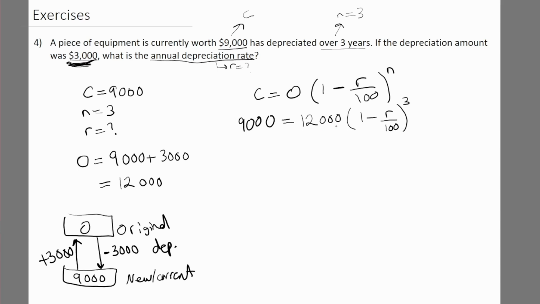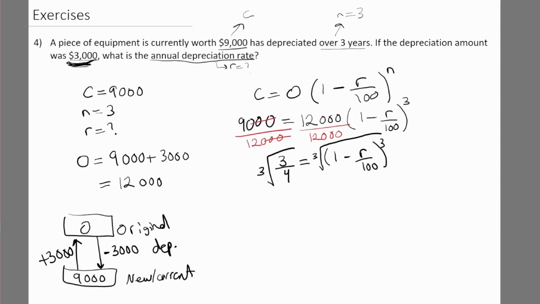First thing, we're going to divide by 12,000. So the zeros would basically cancel out right here. So we have 3 zeros, and 9 divided by 12 simplified will be 3 over 4 is equal to 1 minus r over 100 to the power of 3. Now, to get rid of the power of 3, we're going to take a cube root, and I'm going to take a cube root on the calculator.